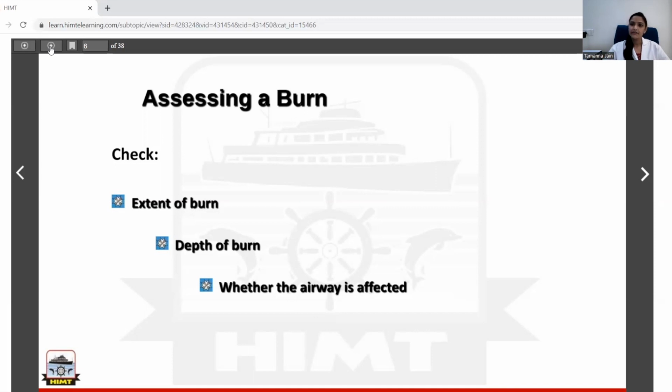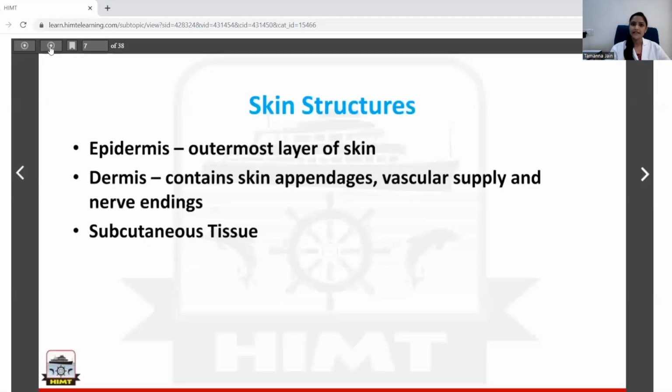In this, we have various classifications of burns, that is first degree burn, second degree burn, and third degree burn. The last point is whether the airway is affected or not. Airway, we all know that it involves the respiratory system. So again, we should know how lungs function, what is the normal pulse rate, what is the normal breathing rate. So all vital signs are very important whenever you come across any major burn. So this is about assessment of a burn.